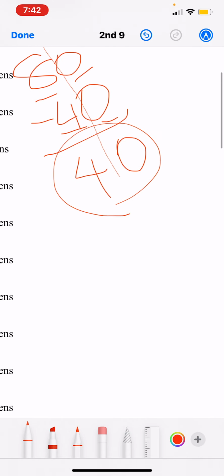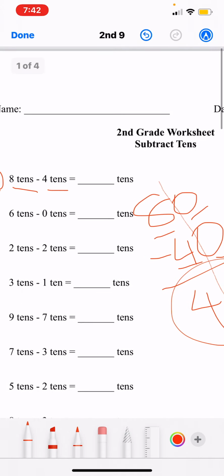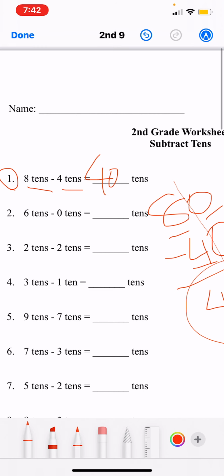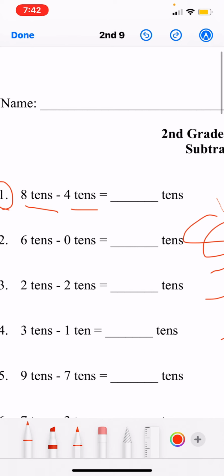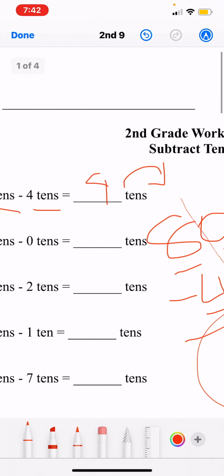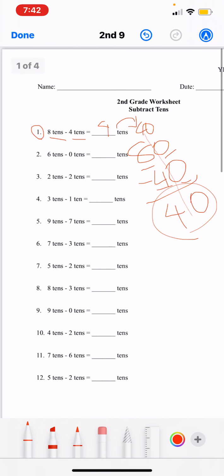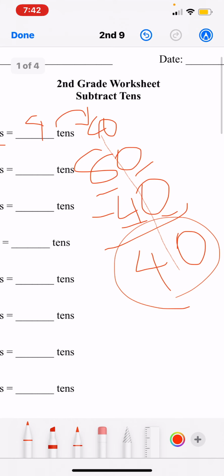However, we can't just write 40 here because it has a label of tens. So because it has a label of tens, we are only going to write the number 4. And if we were to write 4 tens as a number, it would be 40. Okay, let's go to the next problem. I'm going to erase this.